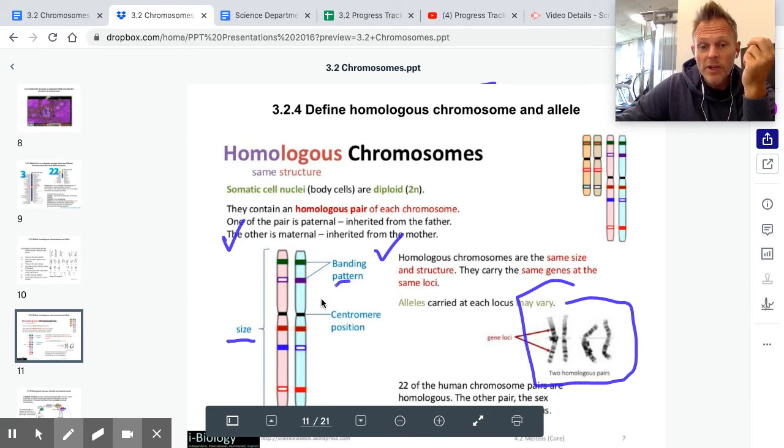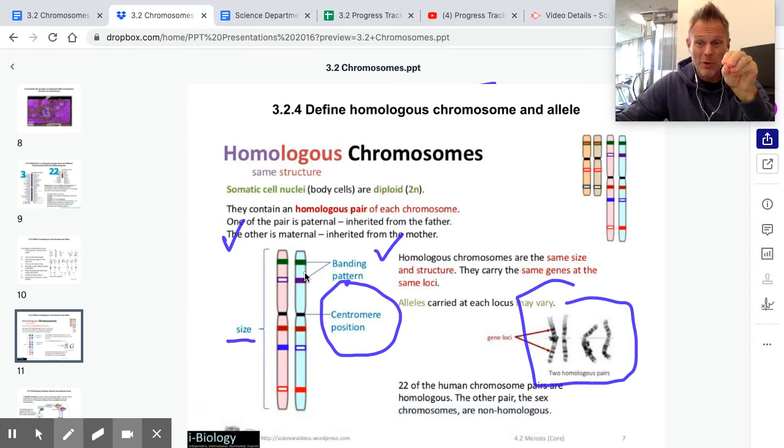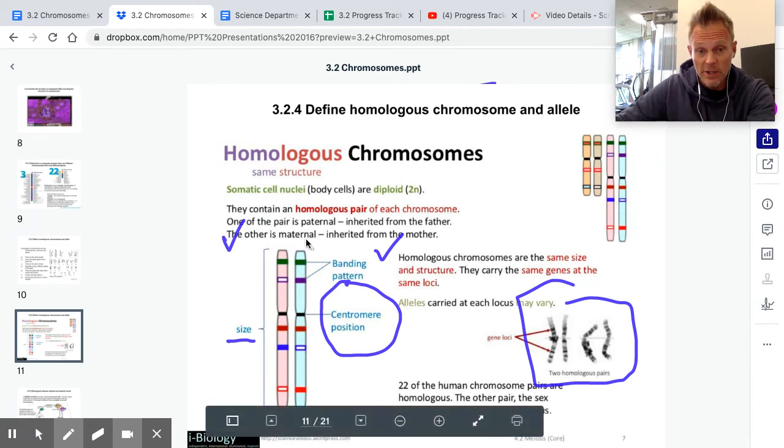Third, the position of the centromere. So the centromere works during cell division. That's where these spindle fibers attach and then pull the chromosomes to different sides of the cell. So those are going to be in the same position for homologous chromosomes. Number 4 is that they have similar shapes. If you look at this homologous pair, maybe this is the one from your mom, this is the one from your dad, they have a little bend in the middle. This one, not a great example, but more or less, they have these similar shapes and structures.